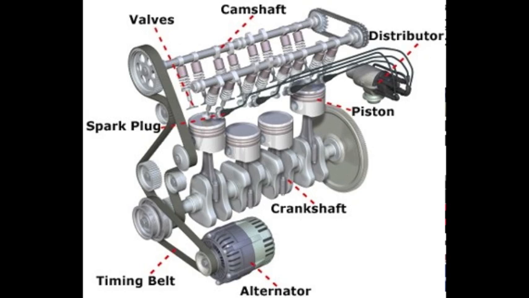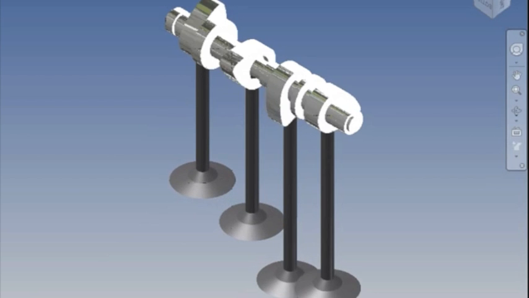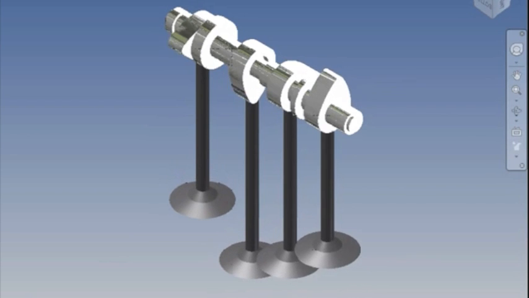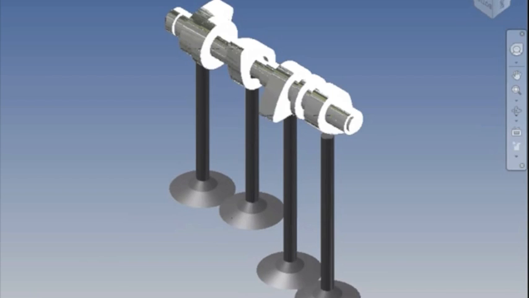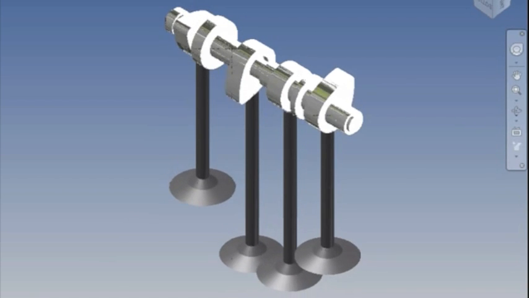The camshaft has little oblong-shaped circles on it that are called lobes. And as this shaft turns, the lobes push open the valves to let the gas in and the exhaust fumes out. The cam turns because it is attached to the crankshaft below by the timing belt, but we'll talk about that more later. Here, you can see the camshaft turning and pushing the valves open and closed.